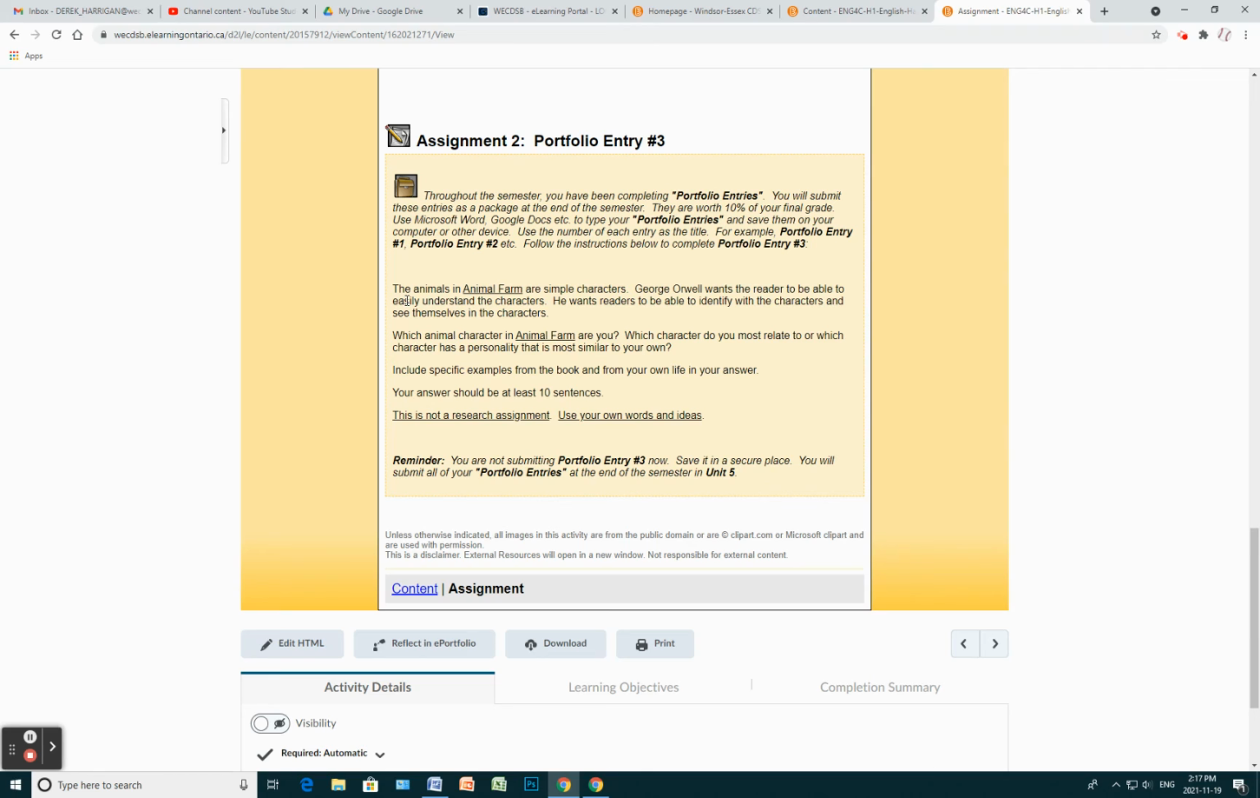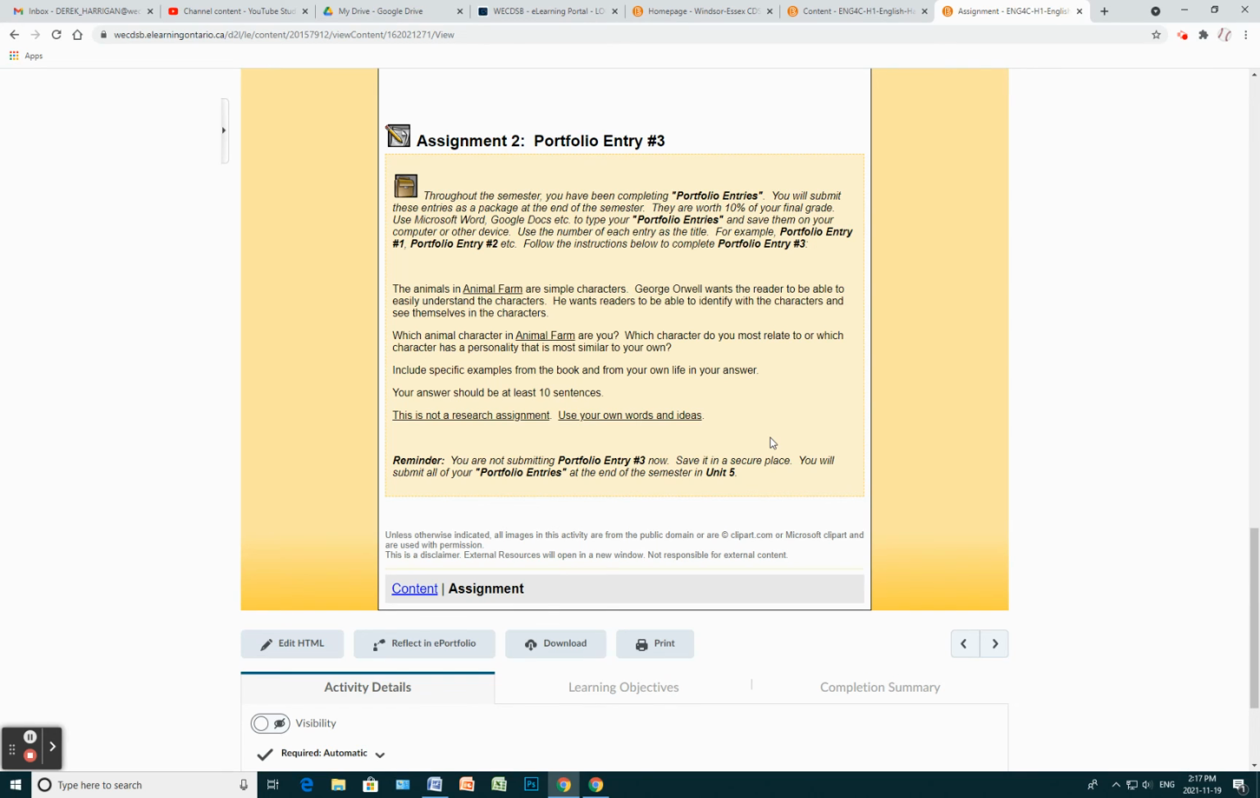And the question reads like this. It says, the animals in Animal Farm are simple characters. George Orwell wants the readers to be able to easily understand the characters. He wants readers to be able to identify with the characters and to see themselves in the characters. So, which animal character in Animal Farm are you?